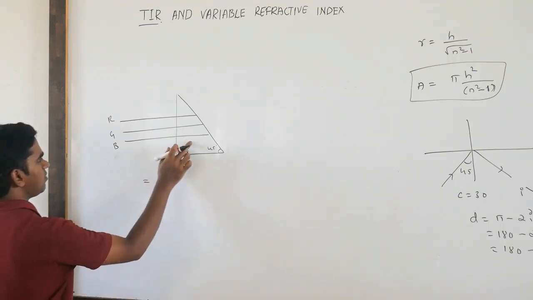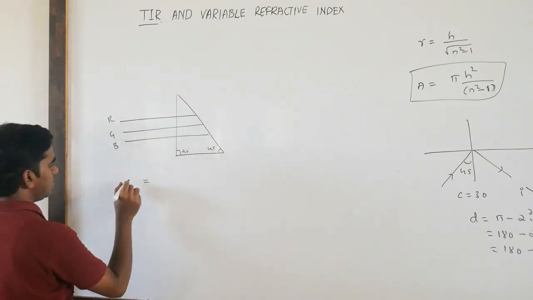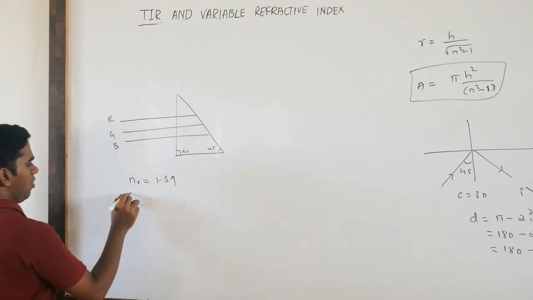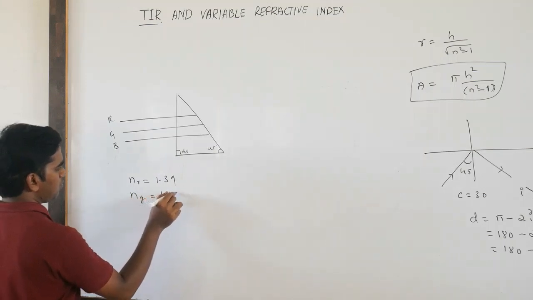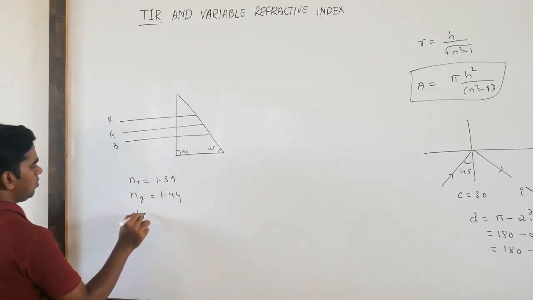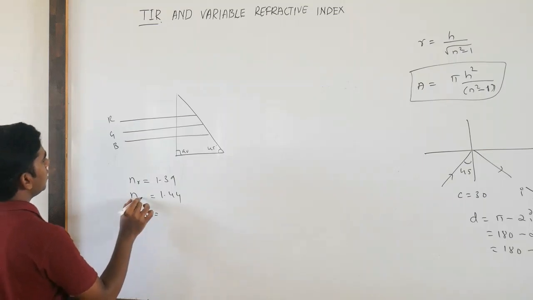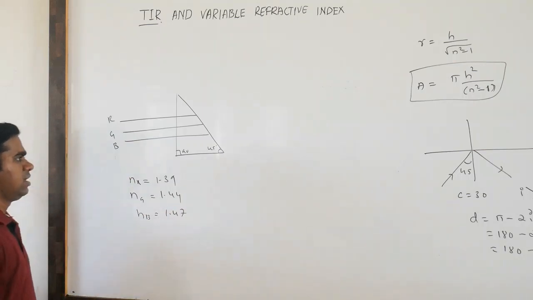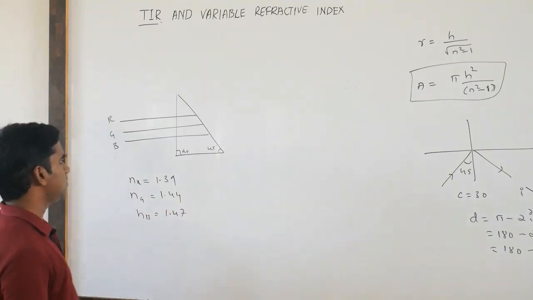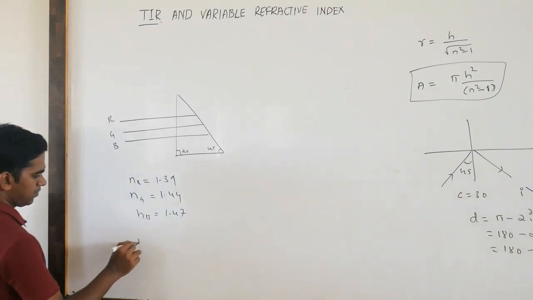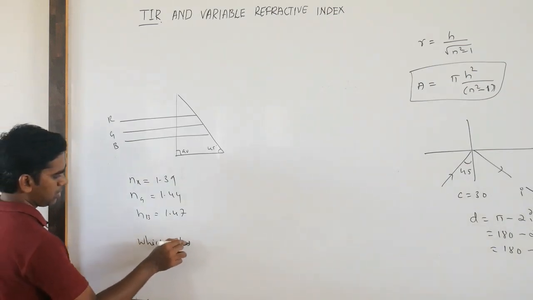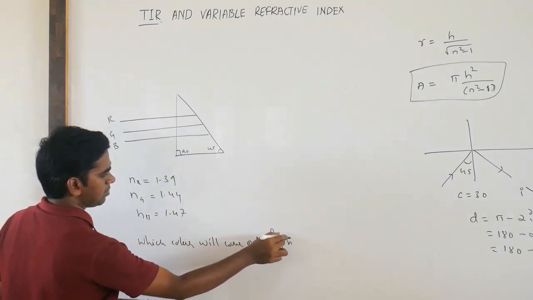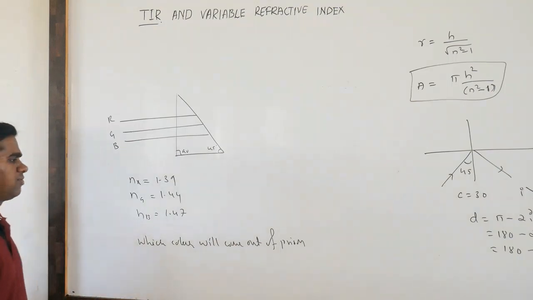So the refractive index of the prism for red you can take as 1.39, for green you can take it as 1.44, and for blue you can take it as say 1.47. Okay. Now what is our question? The question is which color will come out of the prism?